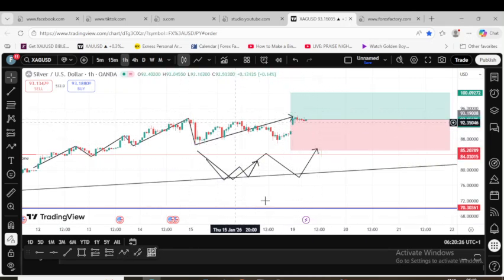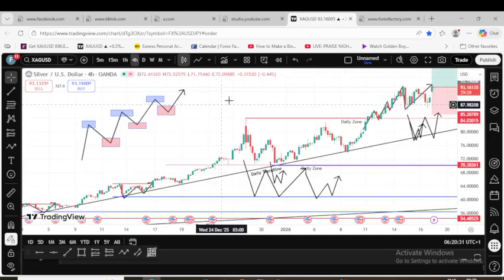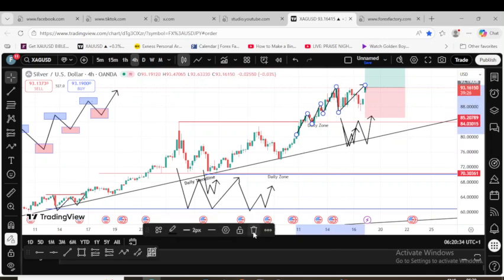But anyways, that's it for top to bottom analysis on silver, that is XAG/USD.